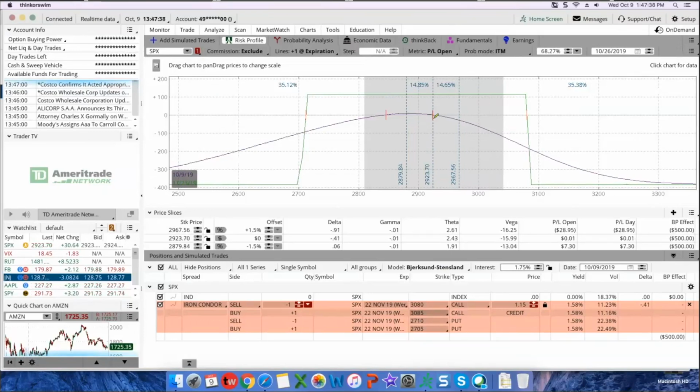So we did it for $1.15 credit. So here's our plan. Right now we're at 29.23, and I'm not going to get into adjustments today, so I'll just give a basic plan. We sold this credit spread for $1.15 credit. We had $500 of risk. These are 5 wide credit spreads.